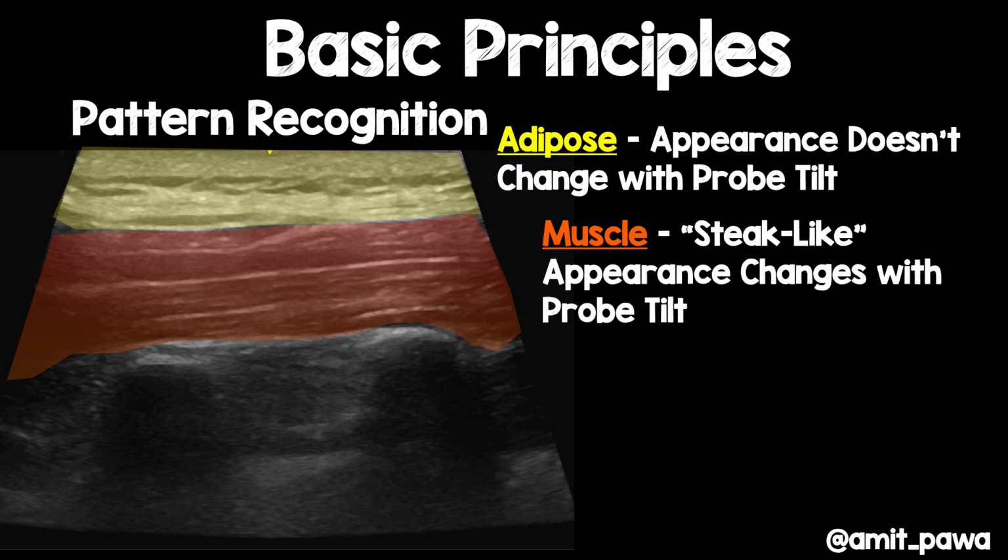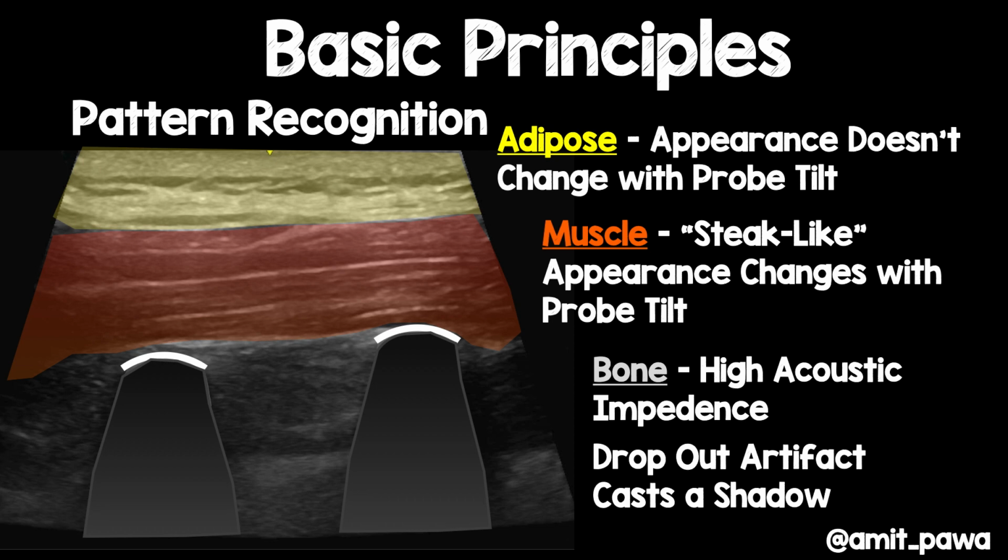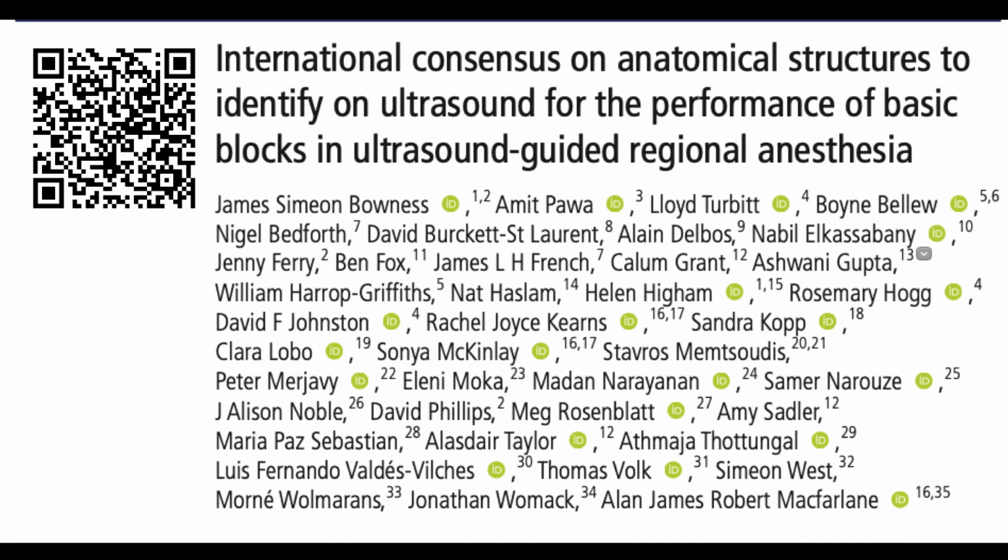Now, deep to that muscle, you want to be able to identify bone, which has a high acoustic impedance, so you see a bright white line and then a dropout artifact. So if you can identify those three layers with confidence, and you can appreciate the shape of the bone, you're on your way to being able to perform an erector spinae plane block.